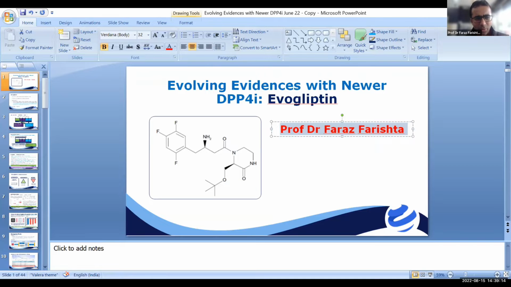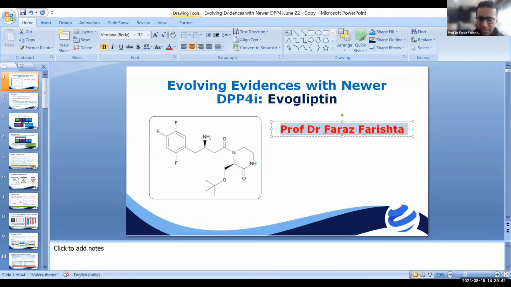It was first approved in South Korea, in 2015. So it is not a new molecule. It is almost now more than a decade old. And then around 2019 we got approval in India as well for treatment of type 2 diabetic patients as an adjuvant to monotherapy. So dosage is 5 milligrams once daily.